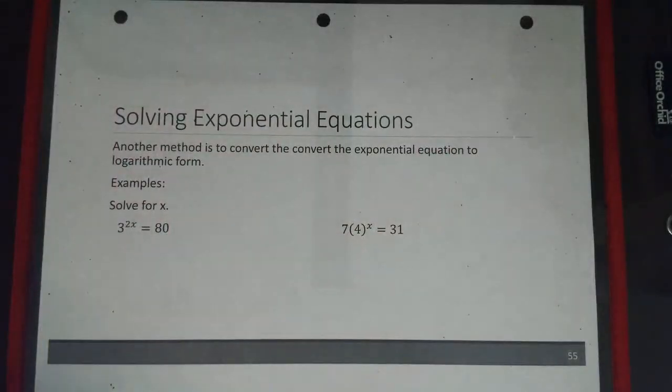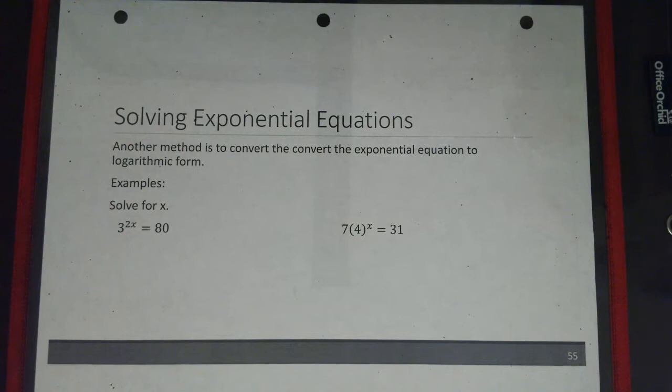So another way is to convert the exponential equation from exponential to logarithmic form. So we saw when we were solving logarithmic equations, if there was just one log, then it was best to convert to exponential. I kind of think of the same idea but in reverse. If I see just one exponent, then maybe it's going to be best to try it in logarithmic form.